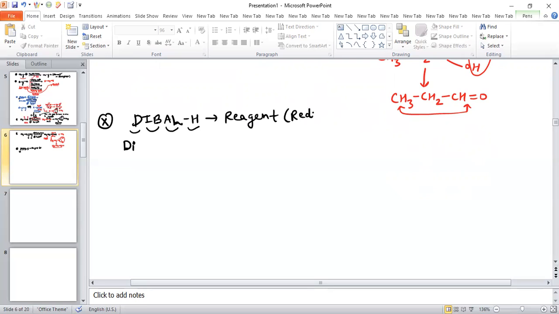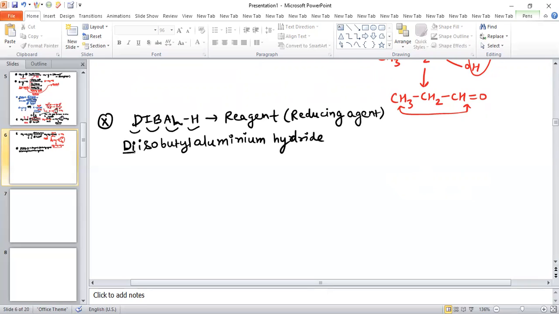DIBAL-H is also a reducing agent. So this is diisobutyl aluminium hydride. This is basically diisobutyl aluminium hydride.